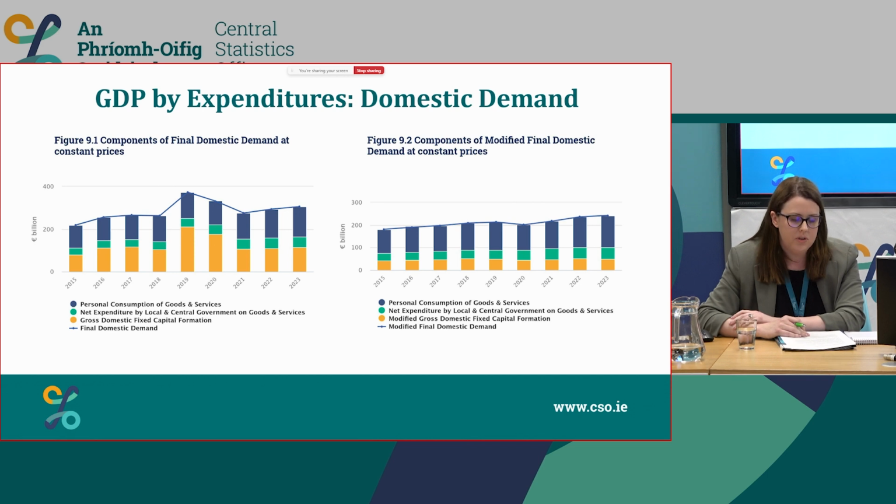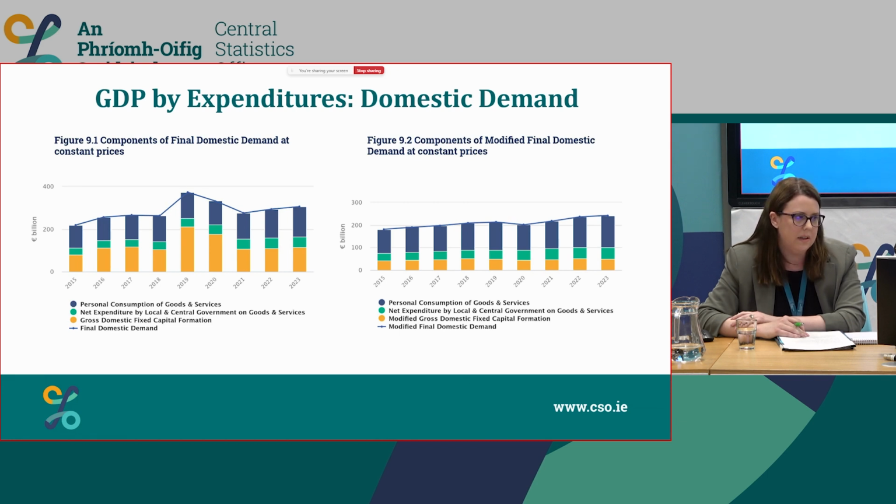Figure 9.1 there on the left shows the components of final domestic demand. That's namely PCE, government expenditure, and gross fixed capital formation. Figure 9.2 we published for the first time last year. It also shows PCE and government expenditure, but it also shows modified gross fixed capital formation. This excludes investment in aircraft leasing, and it excludes R&D service imports as well as trade in intellectual property.